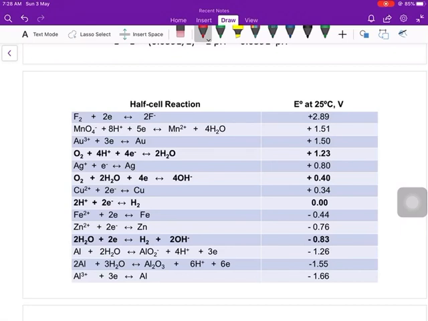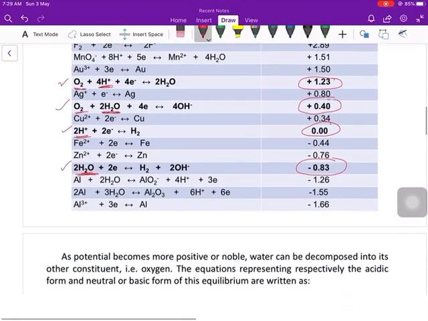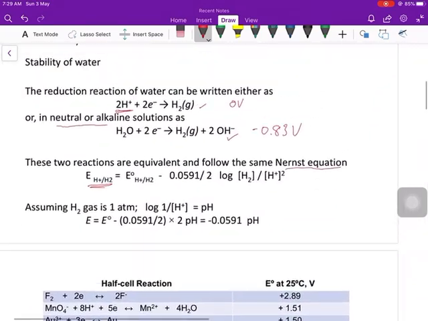So there are 4 half-cell reactions involving water, at 1.23 volt and 0.40. The 1.23 is acidic with oxygen, and 0.40 is alkaline and neutral water with oxygen. This one is acidic without oxygen, 0 volt. And the fourth one is alkaline or neutral without oxygen, negative 0.83 volt.